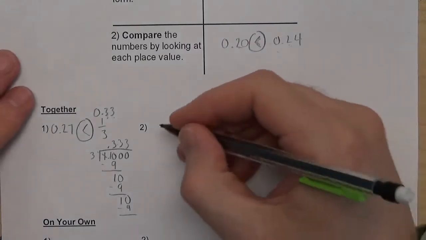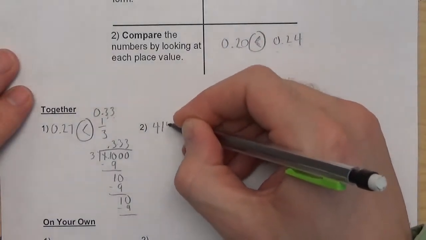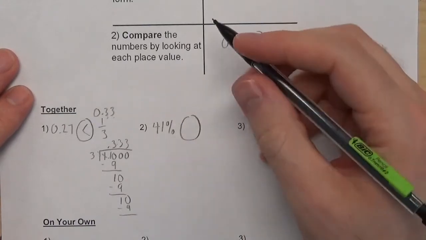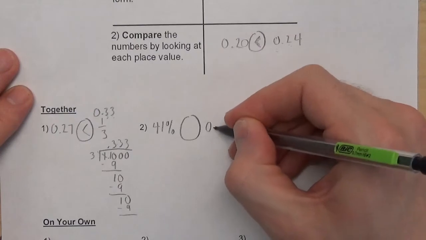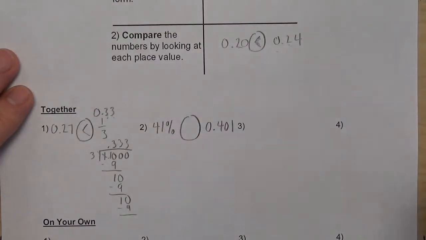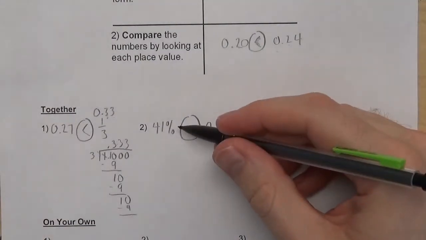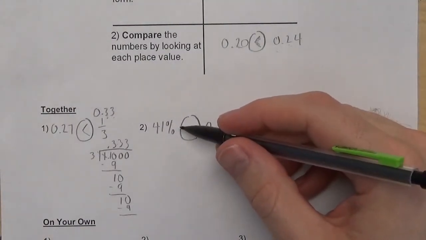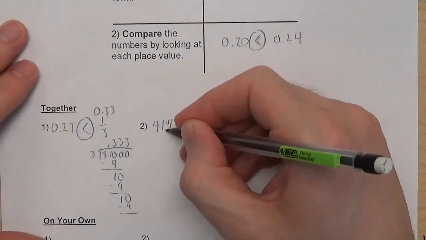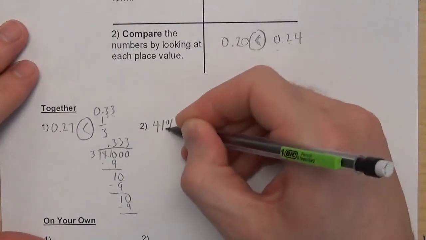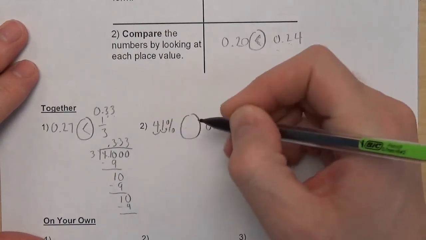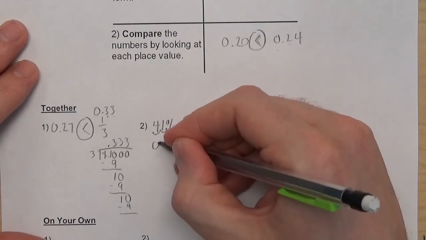Number 2 is 41%. And draw yourself a nice big comparison circle there, compared to 0.401. So again, this one is already in decimal form, but this one is in percent form. We talked about with percents, it's just out of 100, so you would just divide by 100, which moves this decimal point, if there's unwritten, it's all the way in the front here, moves it 2 spaces to the left. It would be 0.41.